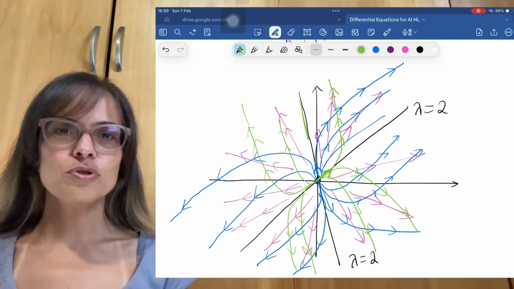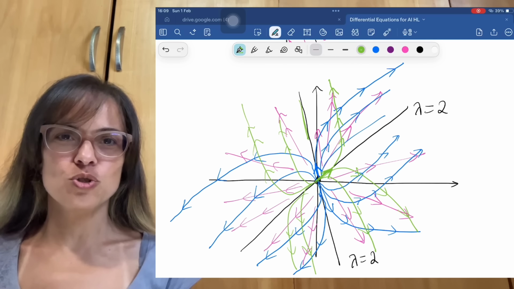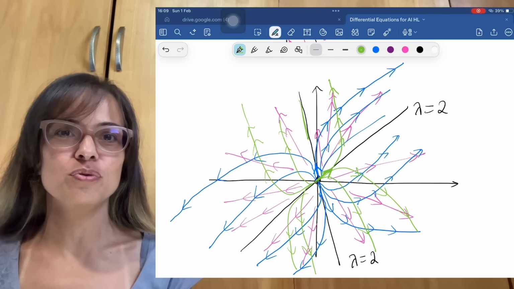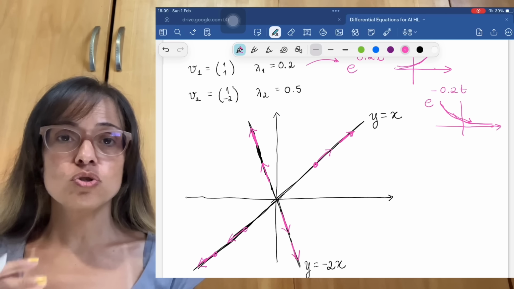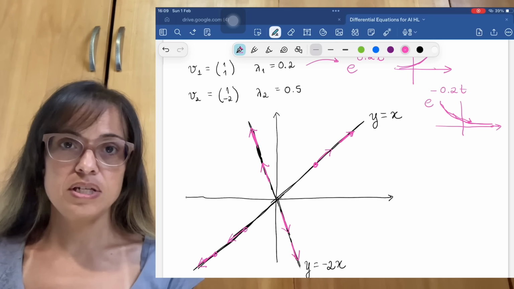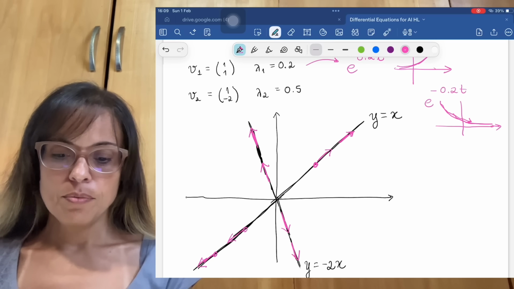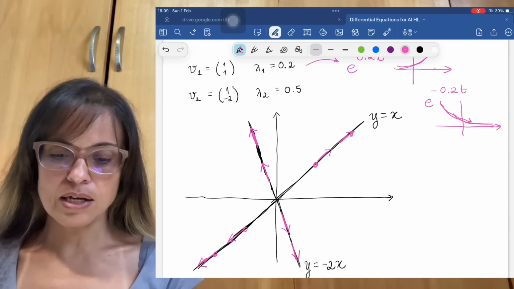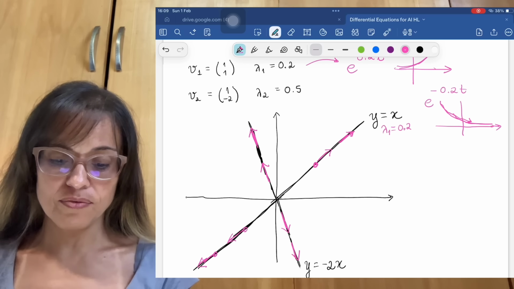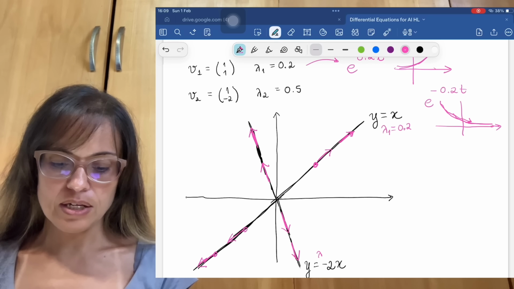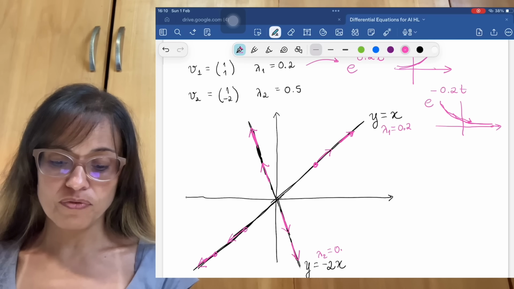And I would try to avoid memorizing which is which because this is the sort of confusing thing that you can memorize wrong. Instead, I like to think of what's going to happen in the long run when t is very large. Because the y equals x line is associated with the 0.2 eigenvalue, and the other line is with the eigenvalue 0.5.